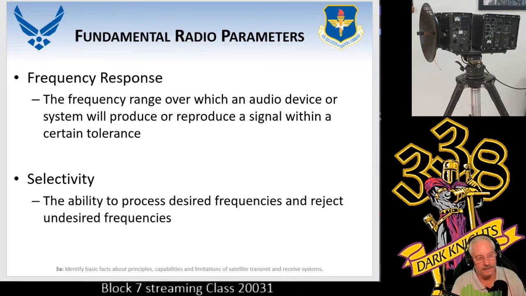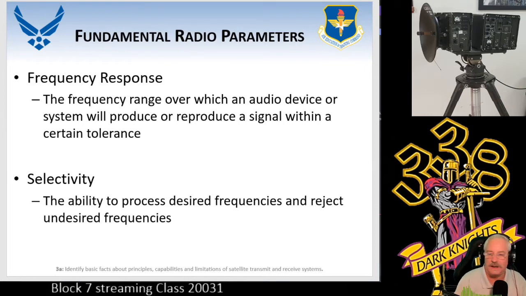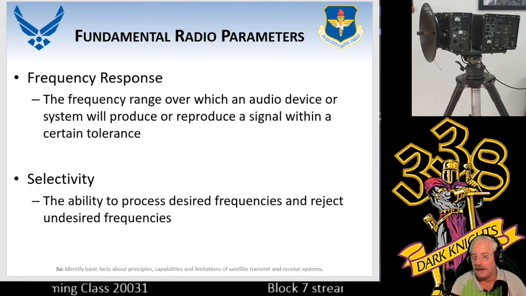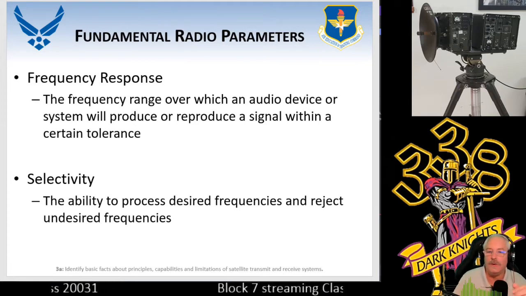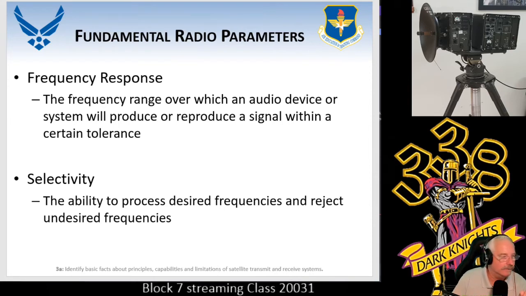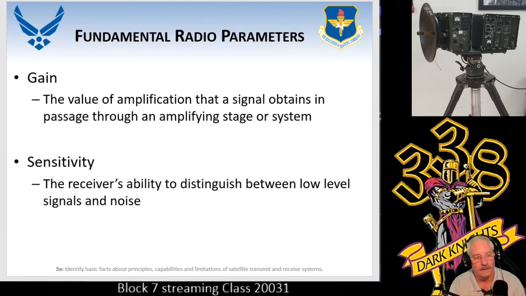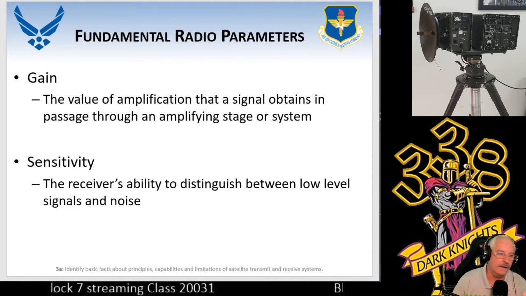Next up, we have selectivity. This one is the desire to snag that one frequency and get rid of all the others. In our radio systems, we normally have what's called a pre-selection. In other words, we take the full radio spectrum and narrow it down to a small range of frequencies. And then we have overall selectivity, which takes that small amount of frequencies and cleans it up to get just the one. Next up, we have gain. This one is what I like to classify as your volume control knob, or whatever you need to do to amplify it or turn it down.